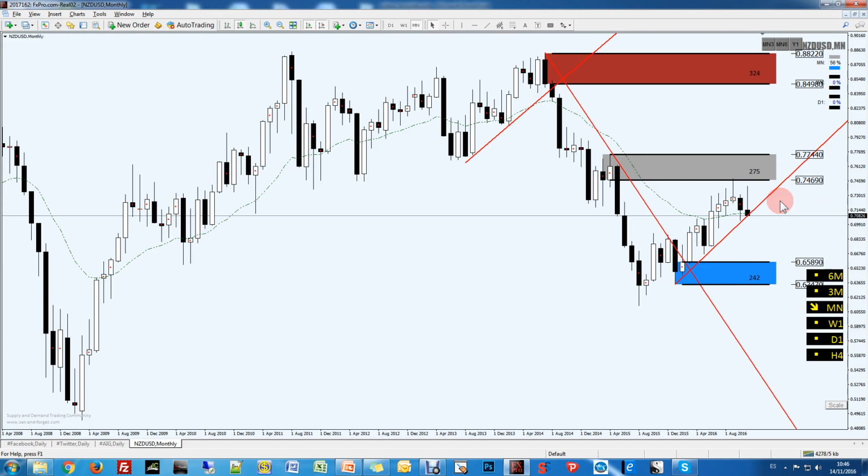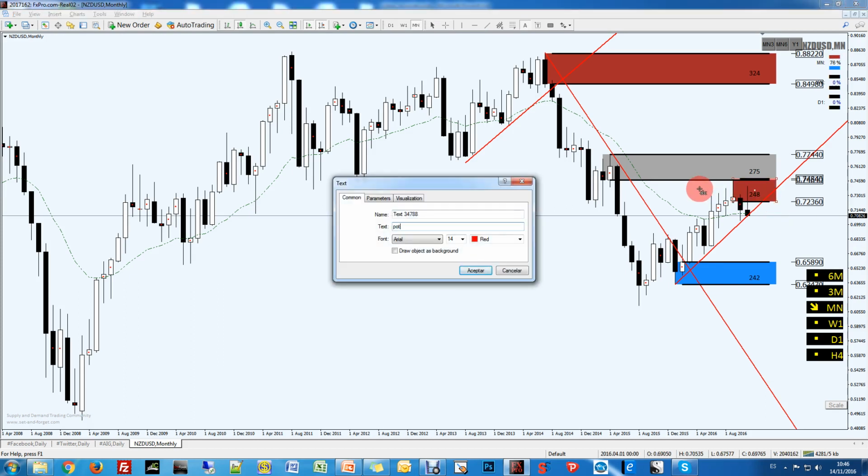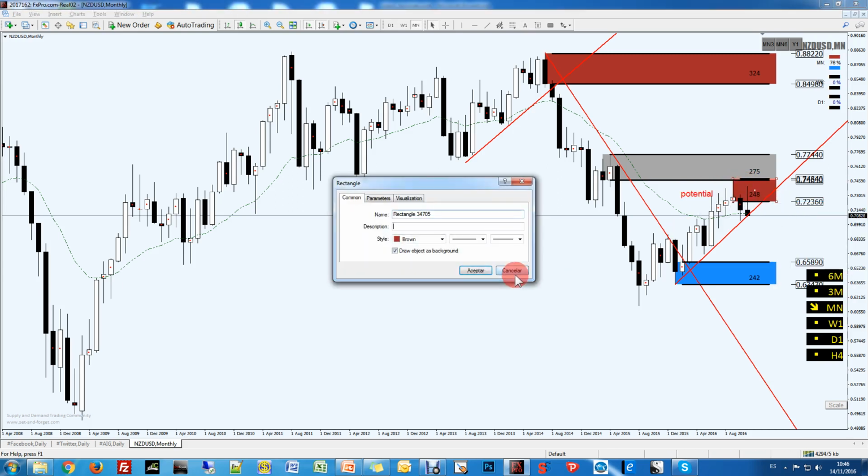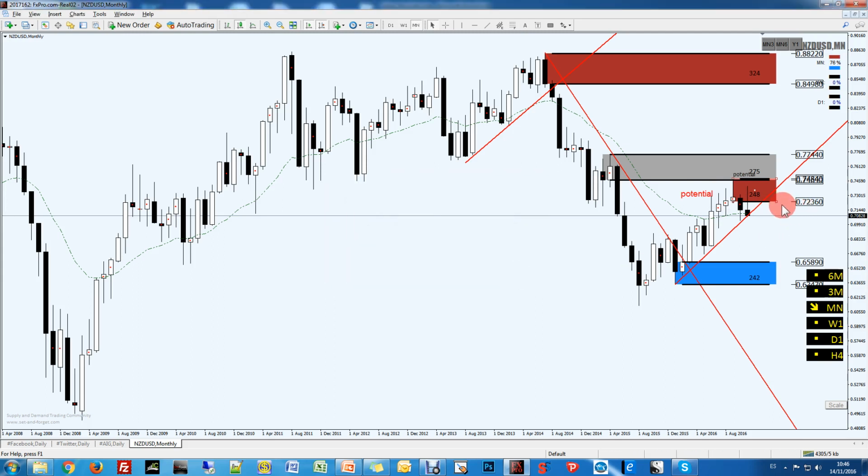We shouldn't even draw it. And if we do, we should add some text here, potential or something. Sometimes I do forget about it. Okay, or here in the rectangle description. Okay, something like that. Or many times I just draw an ellipse. Okay. So I know that's something I don't want to go against, and it is a potential area of supply. So we've got that. So the analysis would end up being like this.